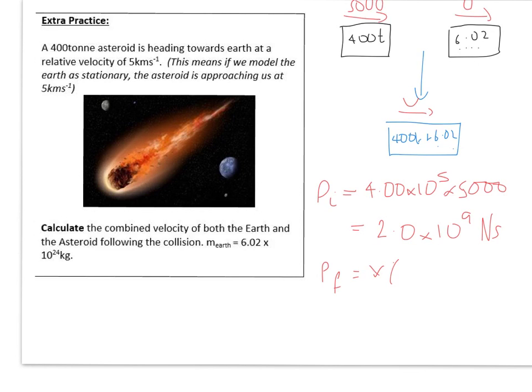The final momentum is going to be the combined velocity times their combined mass. So that's like 400 tons. So essentially what we can do is find the velocity, which is going to be 2.0 times 10 to the 9 divided by 6.02 times 10 to the 24 plus 4.00 times 10 to the 5.